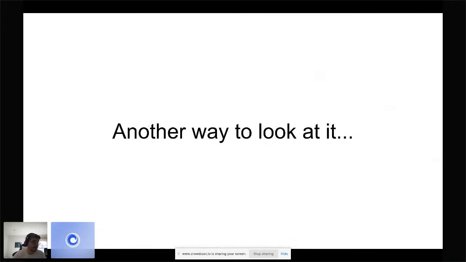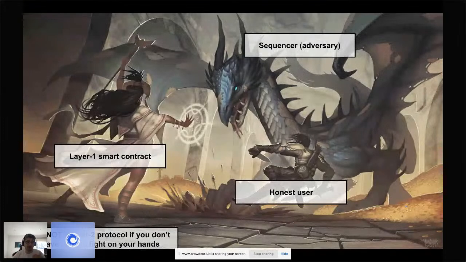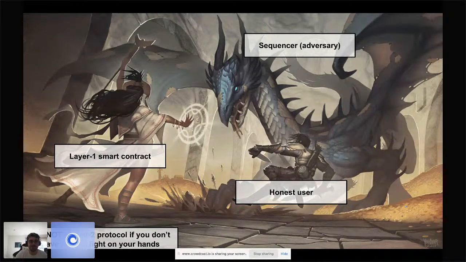Another way to look at it is that you have this layer 1 smart contract and an honest user, and they're both working together to fight the sequencer, to constrain the sequencer, and to make sure that the layer 2 protocol cannot be compromised. And if you don't have this epic fight in your hands, then you're just not a layer 2 protocol. You're something else, but you're not layer 2.